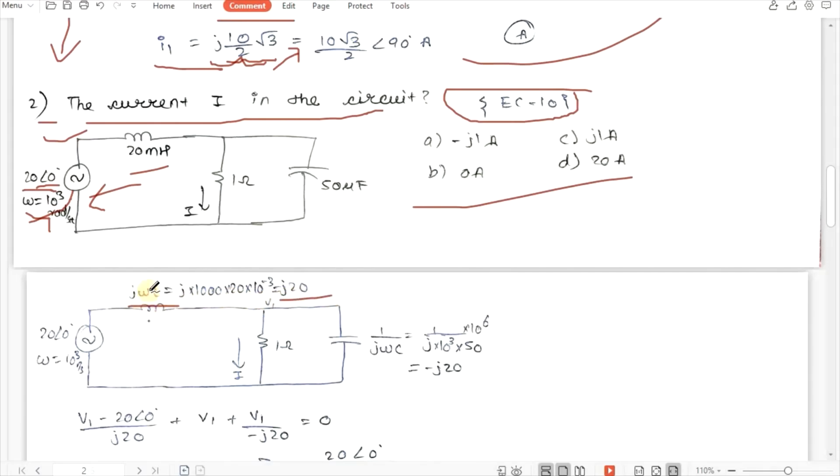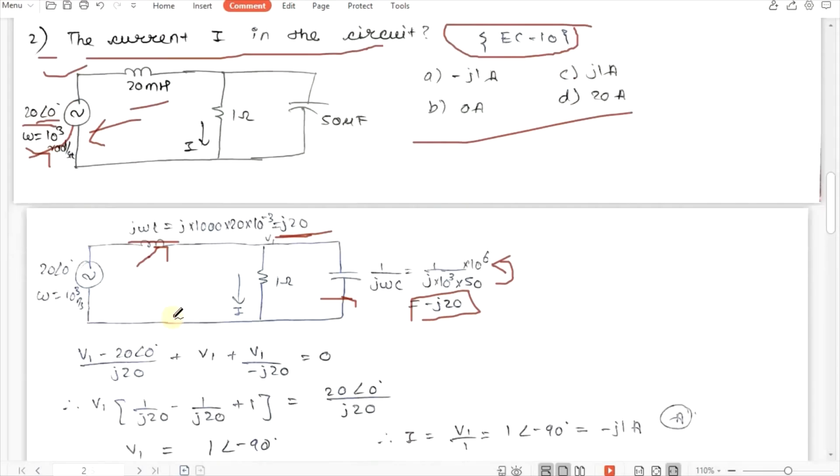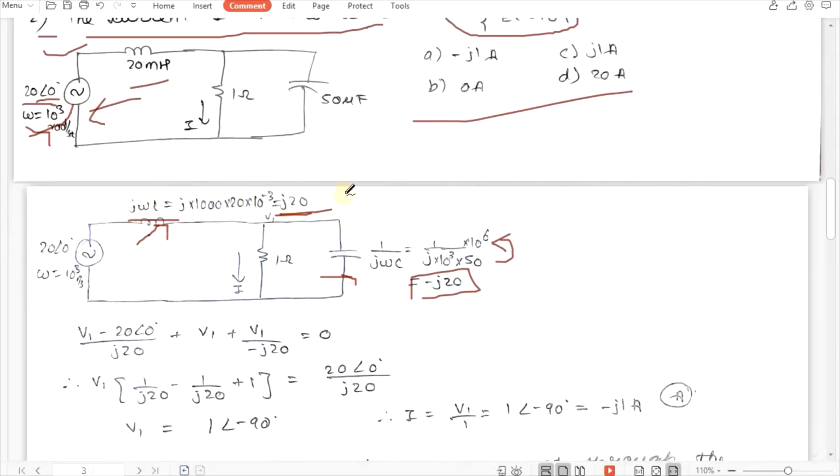So this L is converted to j omega L, which is j20, and this C will be 1 upon j omega C. j into 1000 into C, where C is 50 into 10 raised to minus 6. If you take 10 raised to minus 6 in the numerator, we will get 10 raised to 6 upon 50. If we simplify it, we will get minus j20. So this capacitor is converted to minus j20 and this L is converted to j20. Now you can see all the elements are converted into reactance form, so we can get our answer very easily.